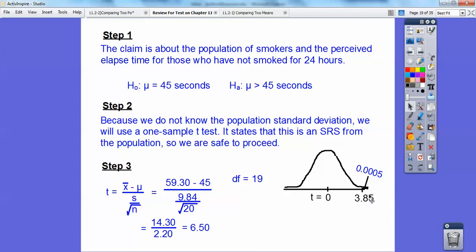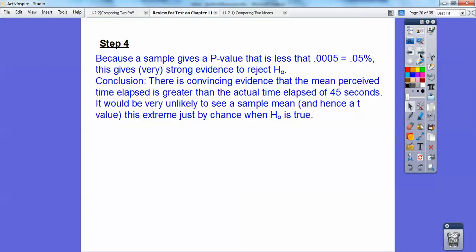And so if this is 0.0005, which is 0.05%, it's even less than that. So you can say it's virtually zero. Okay, so because the sample gives a p-value that's less than 0.05%, this gives very strong evidence to reject H0. So your conclusion is there is convincing evidence that the mean perceived time elapsed is greater than the actual time elapsed of 45 seconds. It'd be very, very unlikely to see a sample mean, and hence a t-value, this extreme just by chance if H0 was true.